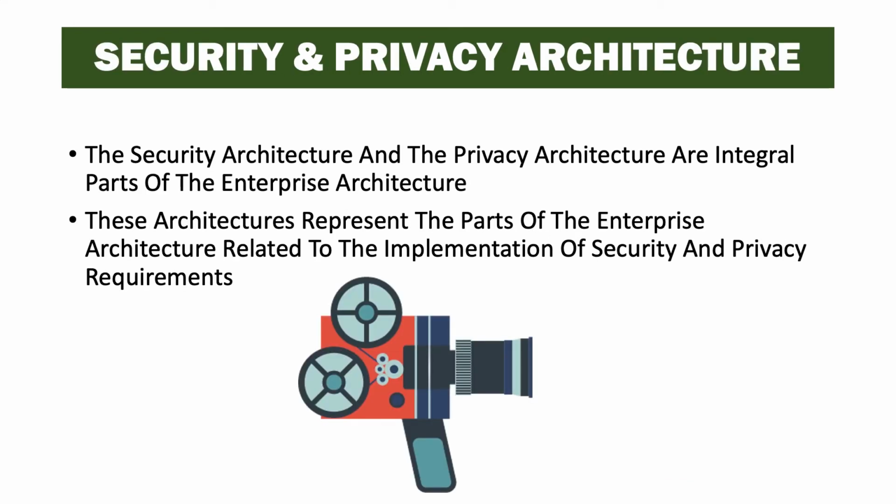Security architecture and privacy architecture are integral parts of the enterprise architecture. These architectures represent the parts of the enterprise architecture related to the implementation of security and privacy requirements. And those requirements we developed just a little bit ago in a previous task, and now we're going to see how, when we put the system in place into the environment of operation, we can ensure that those privacy and security requirements are met. Maybe there's a specific part of the network that we need to put the system in so that it meets the requirement levels that were defined earlier.